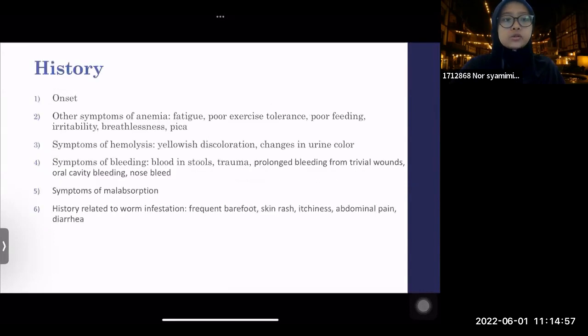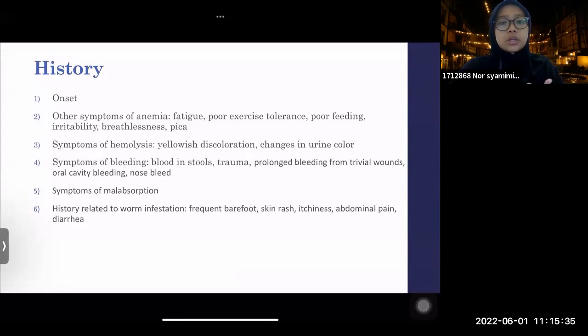Okay, next. So we go to the further history. What further history do we want to ask? First is the onset. It is important because the acute onset of pallor is usually consistent with life-threatening causes or a life-threatening hemolytic event. For example, in hypovolemic shock, if the patient has massive hemorrhage, we need to ask about the history of traumatic event. Even autoimmune hemolytic anemia can present with severe anemia. Other causes such as sickle cell disease with splenic sequestration can present acutely with severe anemia.